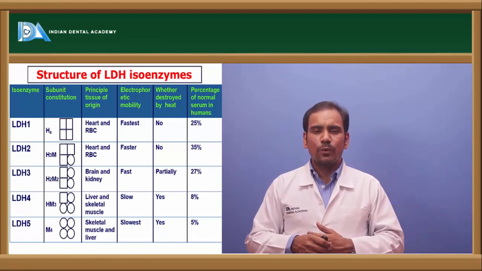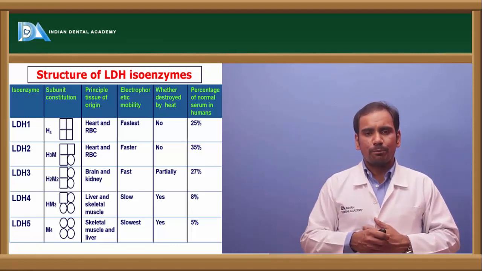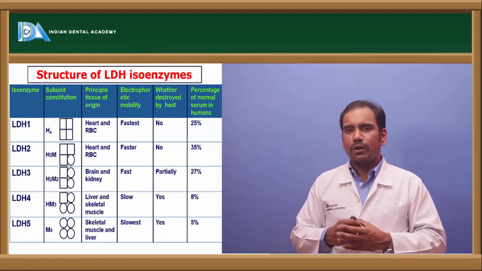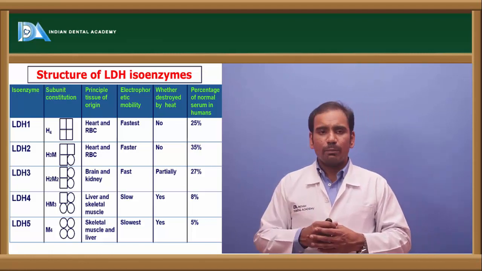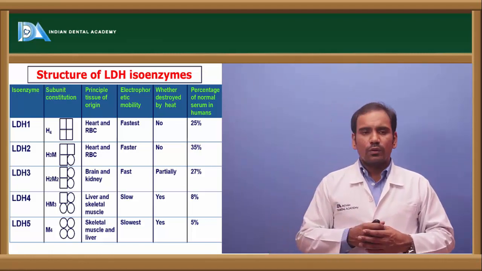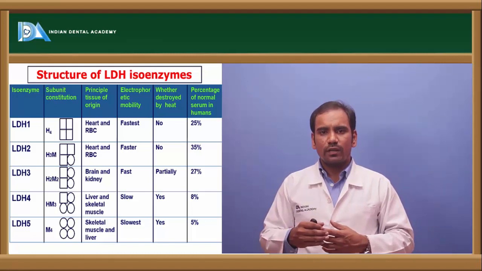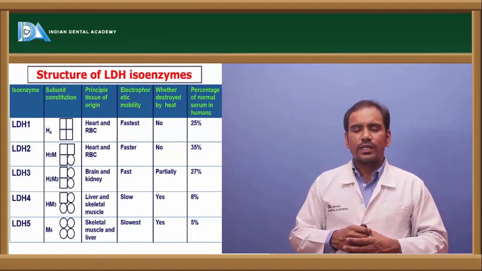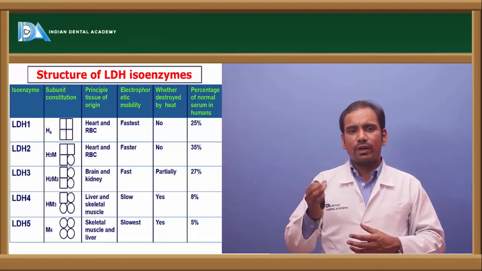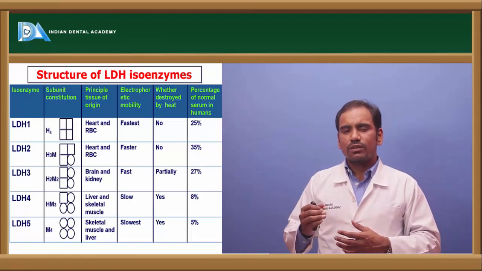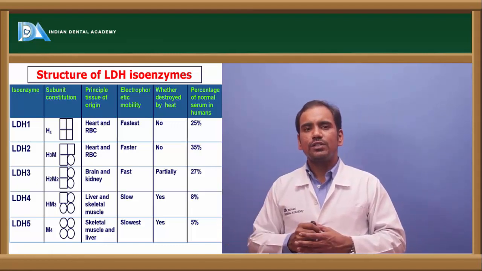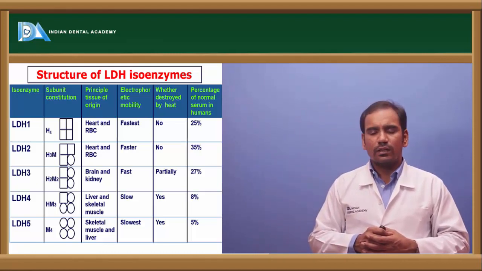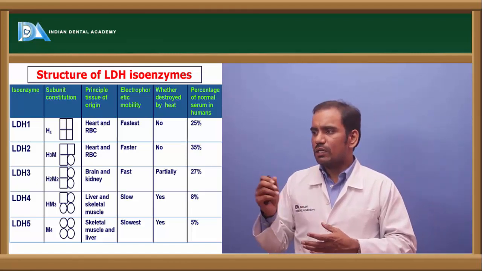Coming to LDH2, its composition is H3M, meaning there are 3 subunits of H type and 1 subunit of M type, and it is present in RBC. Its electrophoretic mobility is fast: the fastest is LDH1, the next fastest is LDH2, and its concentration is 35%. So when you compare the concentrations of LDH1 and LDH2, the concentration of LDH2 is more than LDH1, right? There is a clinical significance for this, which we will discuss later.